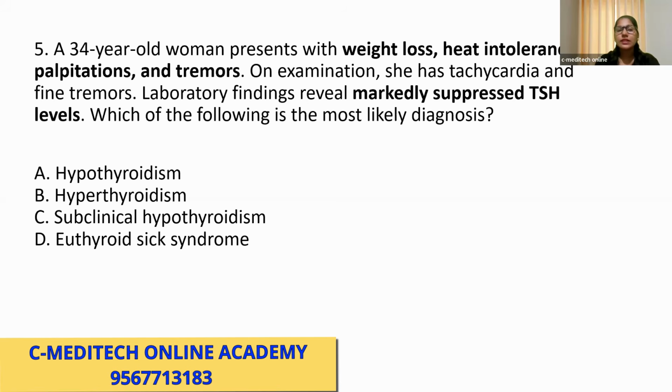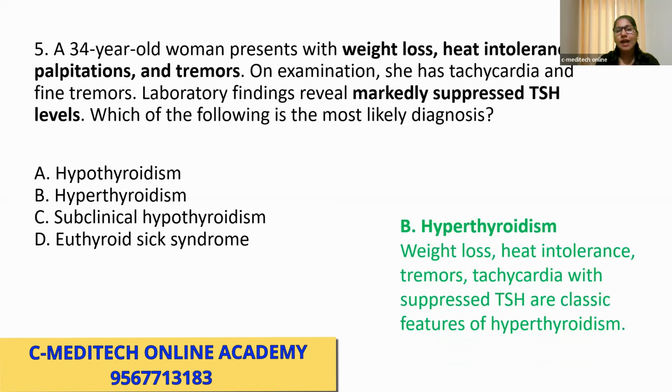So, while evaluating the question, it is given that a 34-year-old woman presents with weight loss, heat intolerance, palpitation and tremors, and these conditions indicate the patient has hyperthyroidism. So the answer is option B, that is hyperthyroidism, because weight loss, heat intolerance, tremors, tachycardia with suppressed TSH levels are classic symptoms of hyperthyroidism.